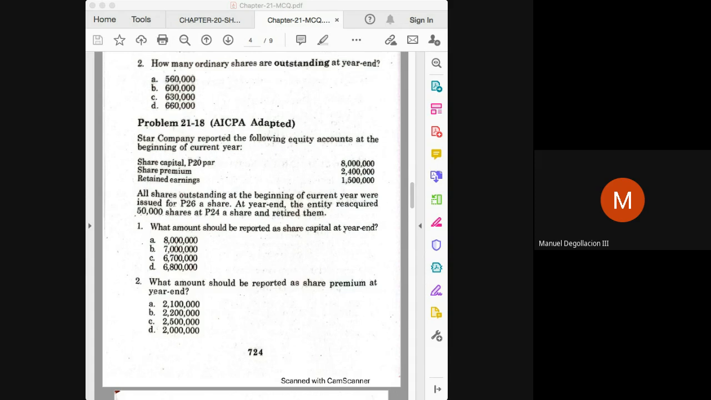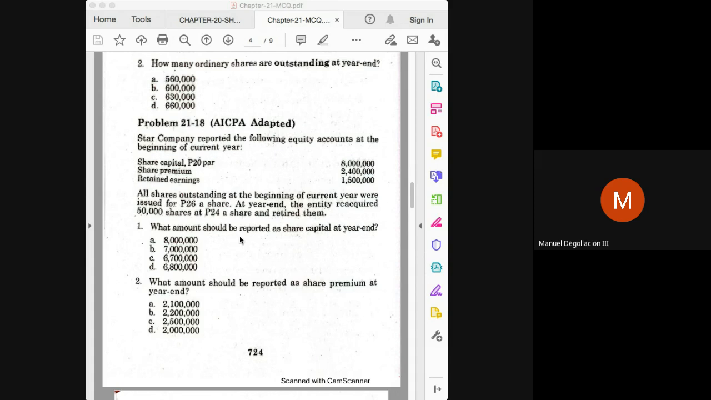So we know that the shares were originally issued at 26 pesos per share. That means the total issue price of the 50,000 shares that we have retired would be 1,300,000. How did we get the 1,300,000? That's simply 50,000 multiplied by 26. But the question is, where will we charge this 1,300,000? Do we charge it entirely to the share capital? The answer is no. Do we charge it entirely to the share premium? The answer is no.